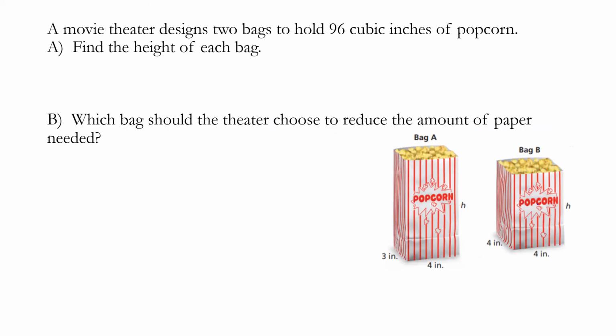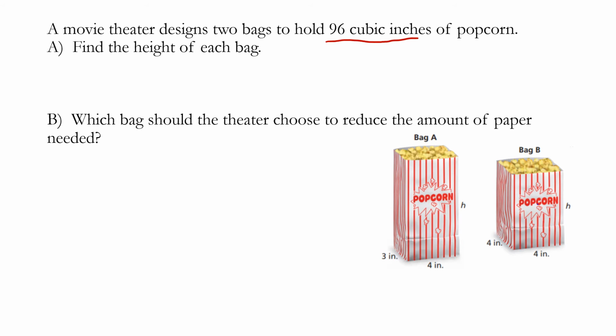Alright, let's take a look at one more. A movie theater designs 2 bags to hold 96 cubic inches of popcorn. Find the height of each bag. So if each bag is 96 cubic inches, so that's our volume, because it says cubic inches, and also because it's filling it. Now you're finding the height.